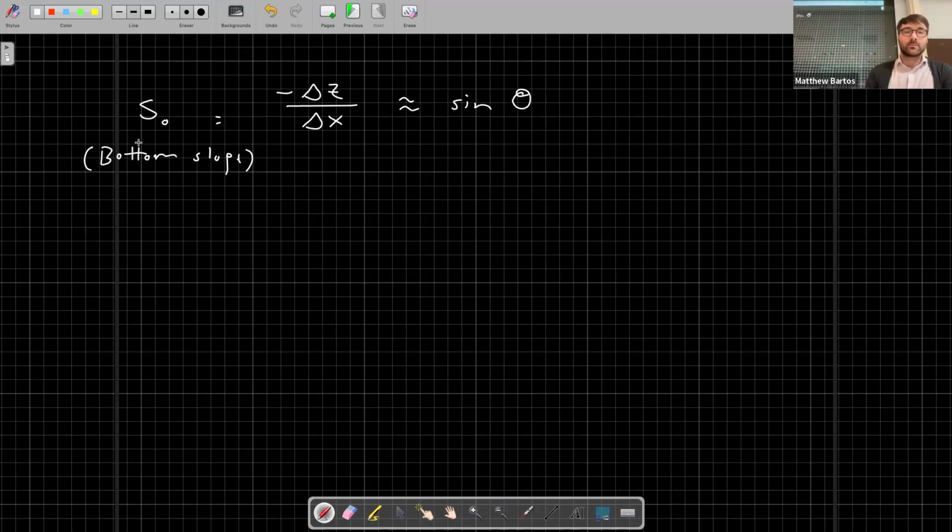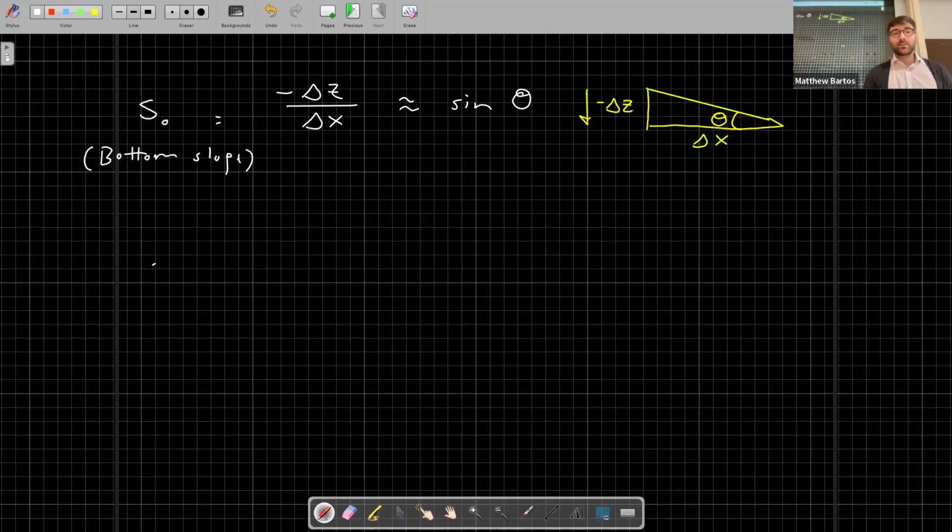So note that here I'm referring to kind of a triangle like this. This is our angle theta. This is delta x. This is delta z. In this direction, it would be negative delta z. Okay, so the sine theta term is approximately equal to the bottom slope.